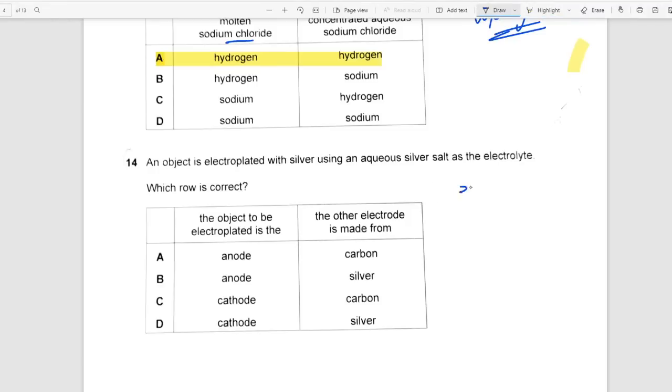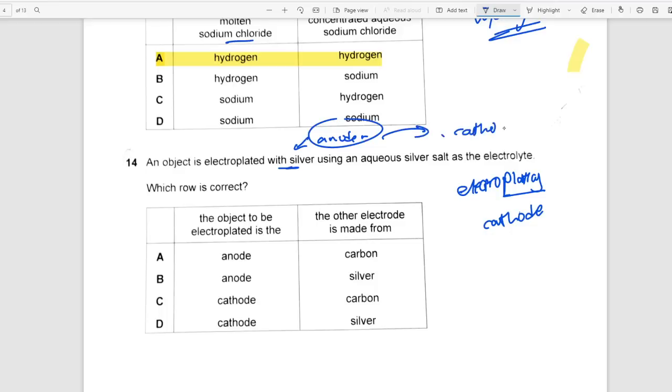This is about electroplating. We all need to know before even reading this question, for electroplating, the object that is to be electroplated always has to be the cathode, and the other one is the material that's used. So let's see. An object is electroplated with silver. So silver should be in the anode, isn't it? Silver in the anode, because this will actually electroplate the cathode. Hence the object to be electroplated should be the cathode side.